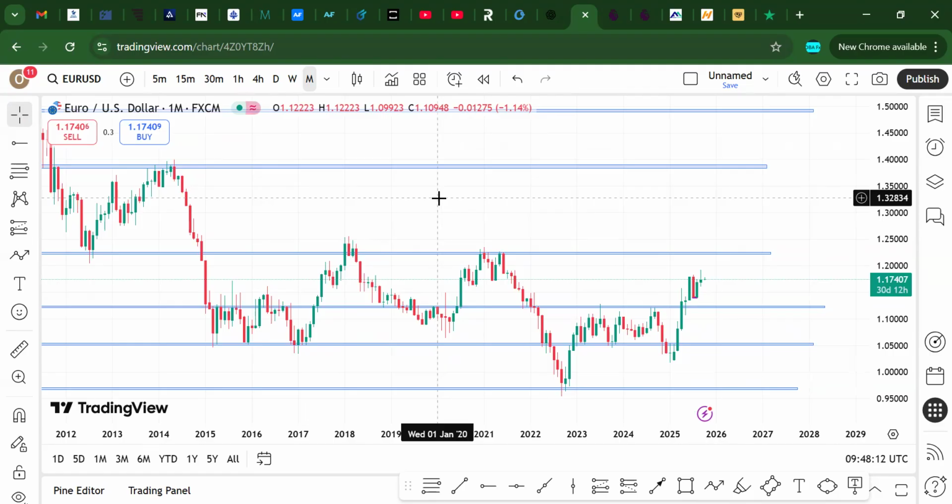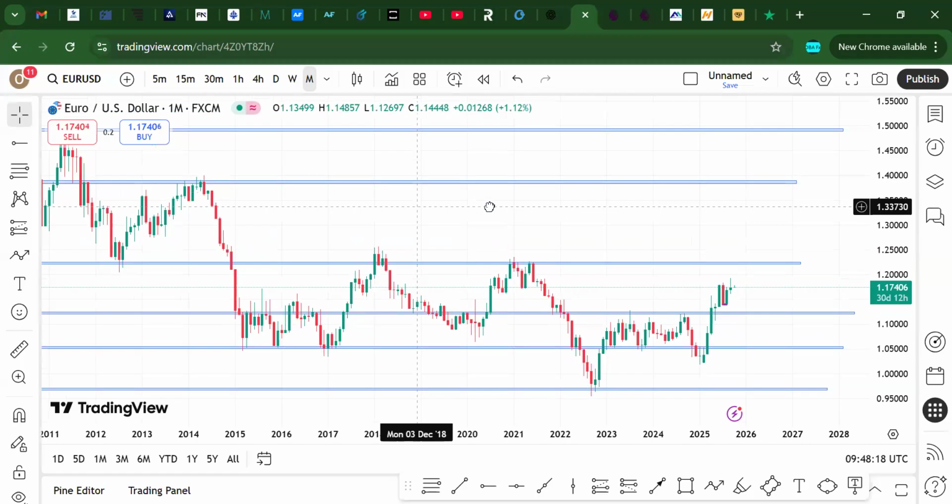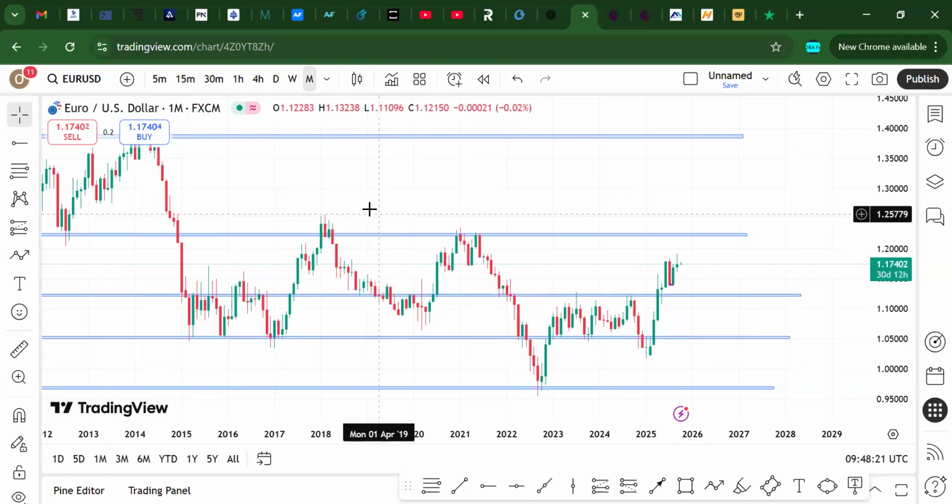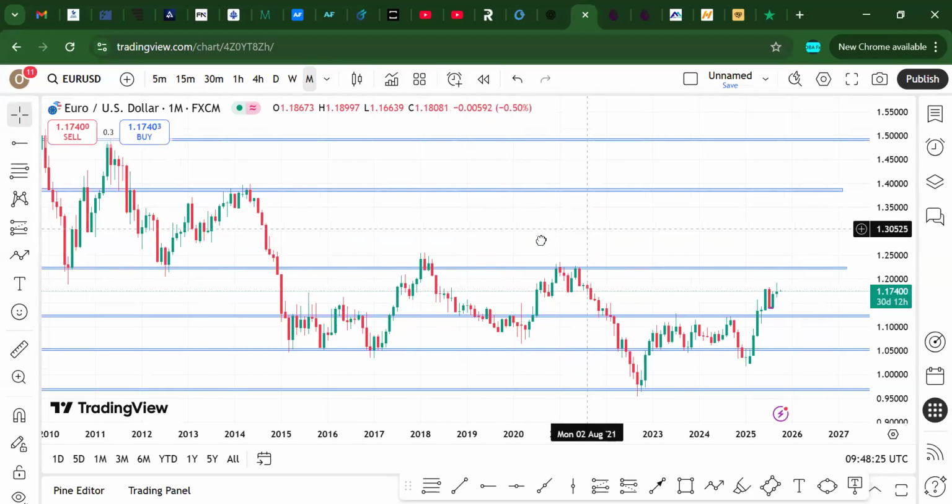And today we're going to be looking at the Forex currency pair EUR/USD. As you all know, I do my top-down analysis using pure price action trading strategies. So without wasting much time, let's get started.